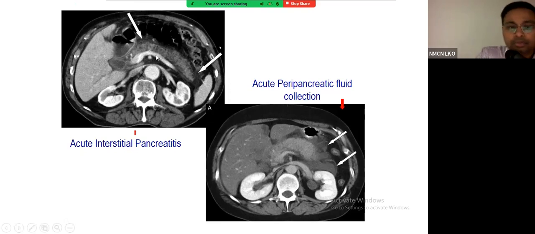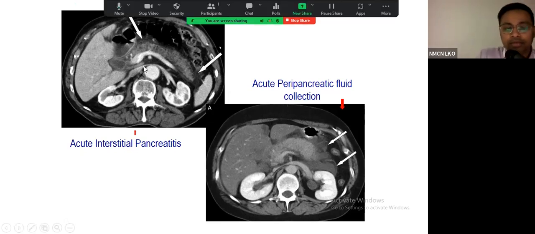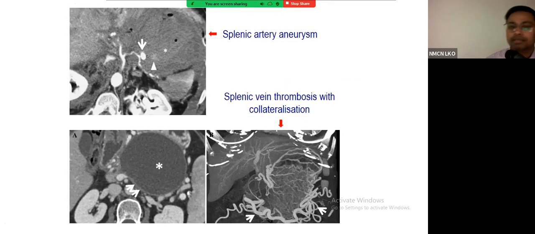These are two other images. The first one is acute interstitial pancreatitis, and the second one shows a peripancreatic fluid collection.